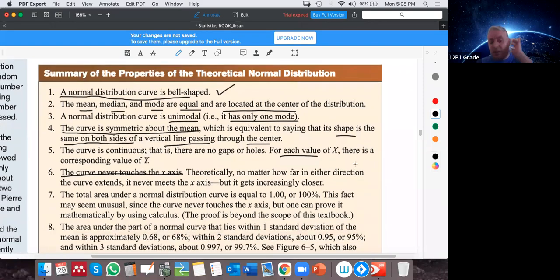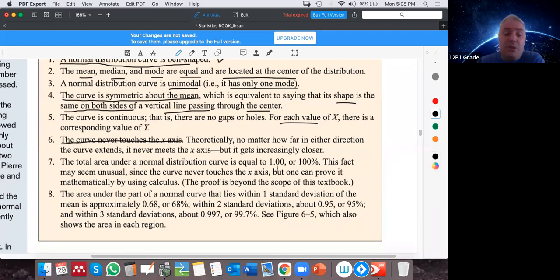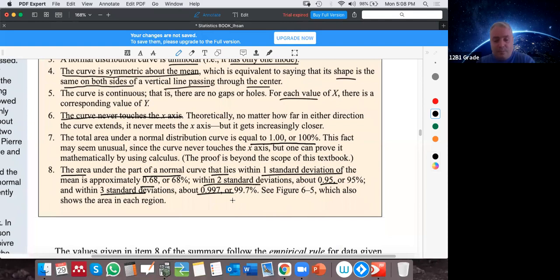So the total area under the normal distribution curve is equal to 1 or 100%. It's a very important property. We use this to solve the questions. So the area under the part of the normal curve that lies within one standard deviation of the mean is approximately 0.68, within 2 standard deviations 0.95, and within 3 standard deviations 0.997.